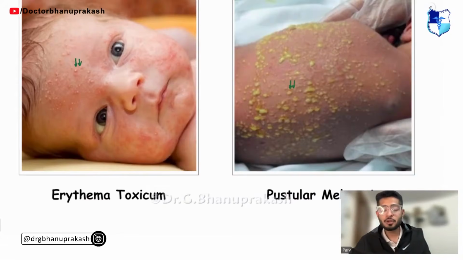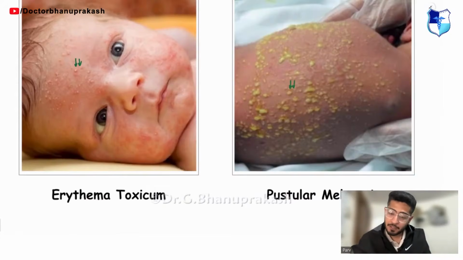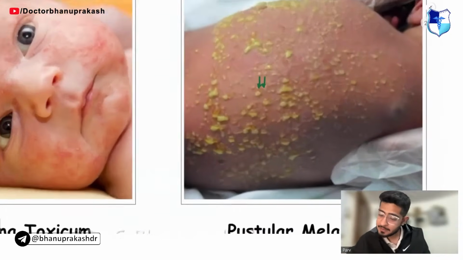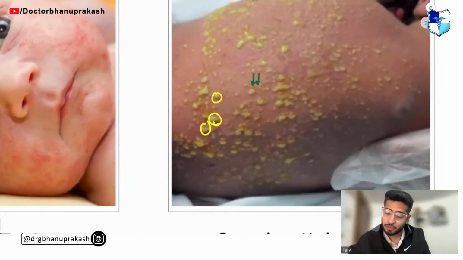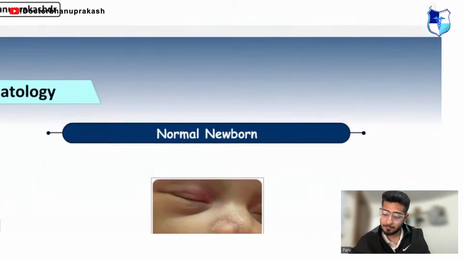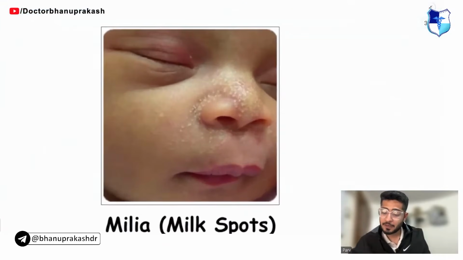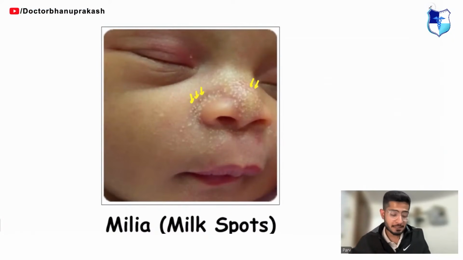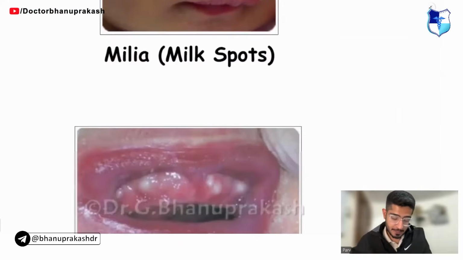Okay, what is this, children? This is pustular melanosis. Can you see? These are the small pustules. Pustular melanosis. Okay, erythema toxicum, pustular melanosis. What is this? This is called milia. These are milky white spots. This is also a normal finding. This is called milia.